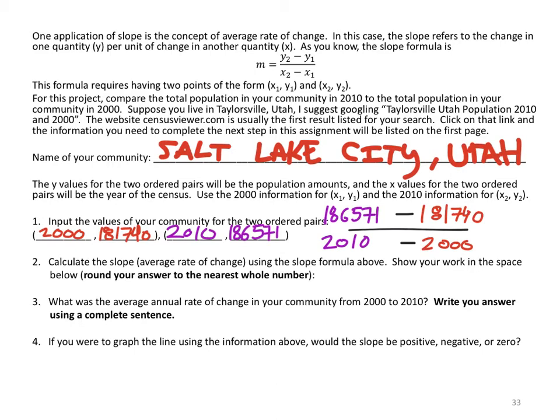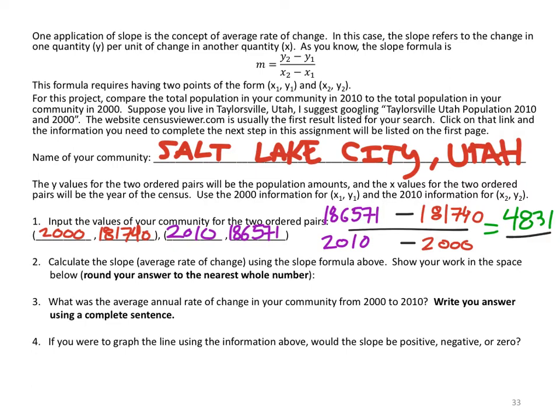So we can type this in, but let's say that we didn't know that function was part of the calculator, right? So I'd do 186,571 minus, so we're actually finding the difference here, 181,740. And so that tells us how much the population changed in Salt Lake City between the 10 years: 4,831 people. And since it's positive, we know that it's an increase in population there.